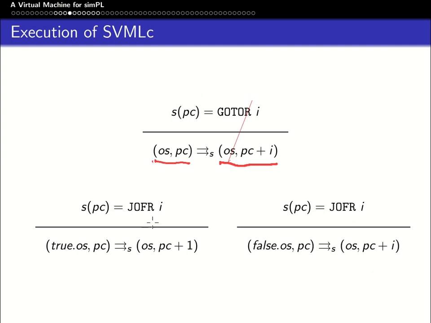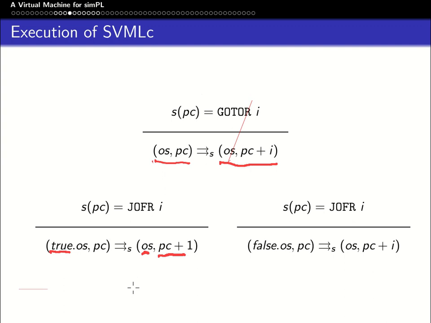Jump on false relative, right? So if my current instruction is jump on false relative I, and my current state has true at the top of the stack, then we're not jumping because it's jump on false. So we're going to consume the true, so here there's no true anymore. And we're just going to continue execution as usual. So we'll go to PC plus 1, just the next instruction.